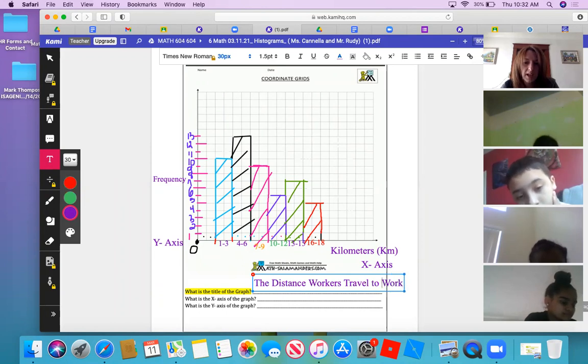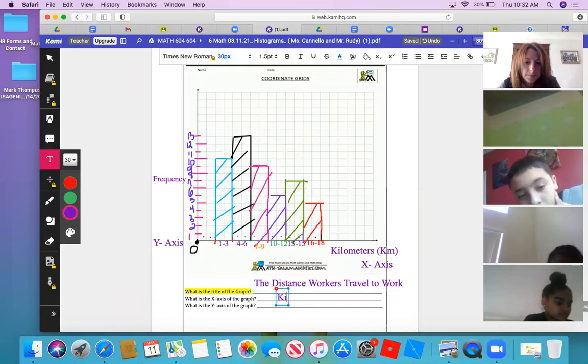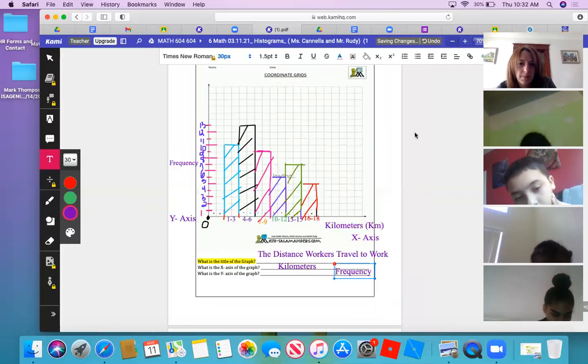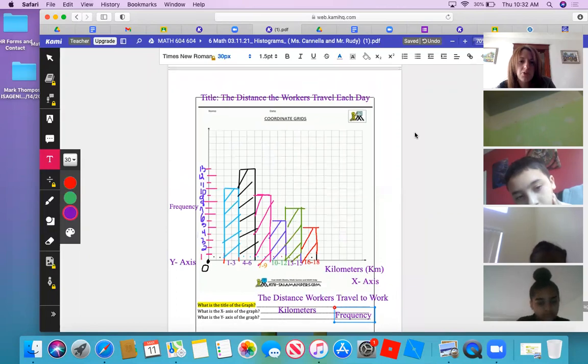Rameses, what is on the x-axis? Are we measuring kilometers or are we measuring frequency, bud? Kilometers. And what's on the y-axis, sir? Frequency. Right, the y-axis is always going to be the frequency. So screenshot this picture, please. This is problem 1. You can now post the chart and the graph to go with it.